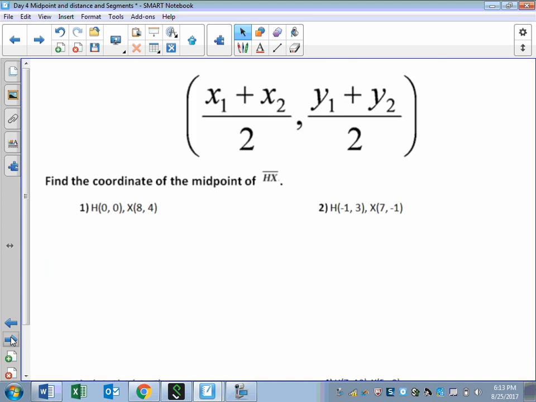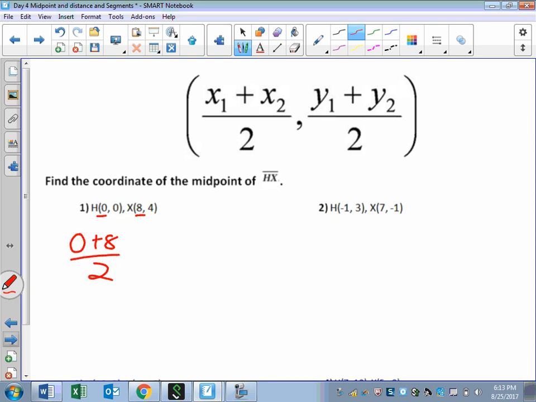So on the next page, it's right there on your paper. That is the actual midpoint formula with no numbers plugged in. You add the x's, divide by 2. You add the y's and divide by 2. Okay. So I'm going to do one example for you, and then I'm going to let you do the rest on your own. So we got 0, 0 and 8, 4. So our x's, 0 and 8: 0 plus 8 divided by 2. And our y's, 0 plus 4 divided by 2. And that's going to give us our midpoint.